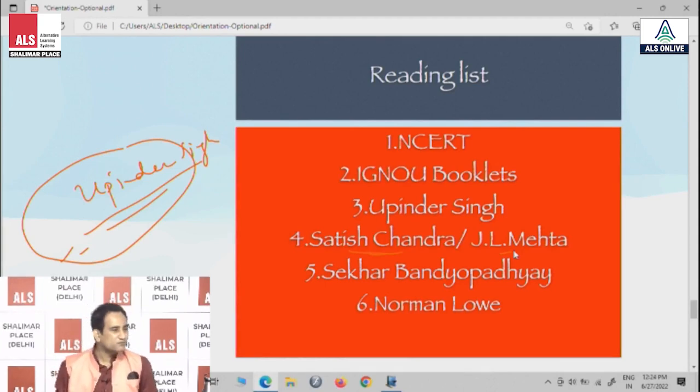Why Shekhar Bandyopadhyay? Suppose Quit India movement. You can understand from Spectrum. Hai na? Don't start reading Quit India movement from Shekhar Bandyopadhyay. Otherwise, you will quit history. Right? Kya karna hai? You have to read Spectrum. And then you can consult Shekhar Bandyopadhyay and add some analysis from it. That's it. Is it fine now?